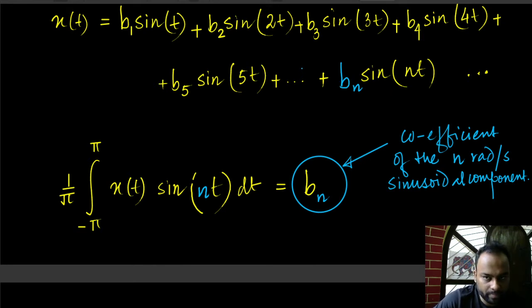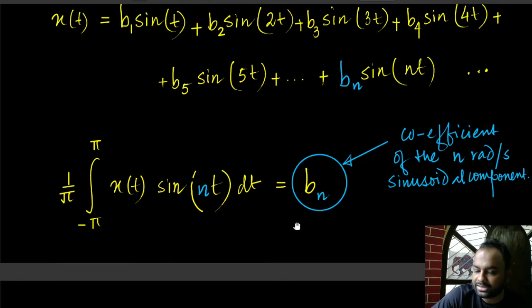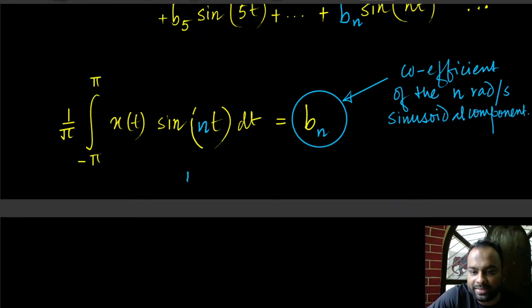Again, my assumption is that I have a signal that can be expressed in this manner. If it can be expressed in this manner, then if I multiply the signal with sin nt and do the integration from minus pi to pi, divide everything by pi, the result gives me the coefficient of the n radian per second sinusoidal component. Of course, as we just discussed, n can be equal to 1, 2, 3, or basically anything.